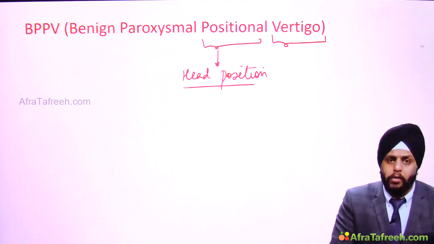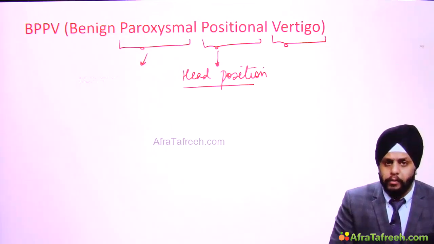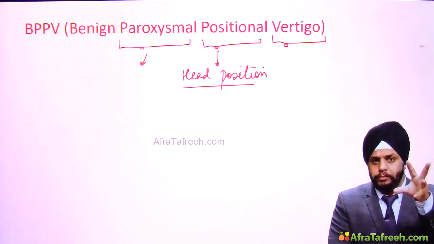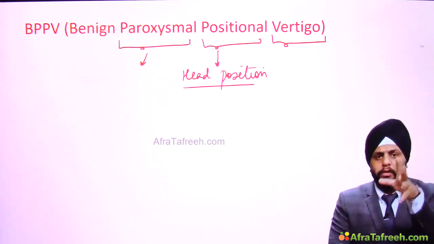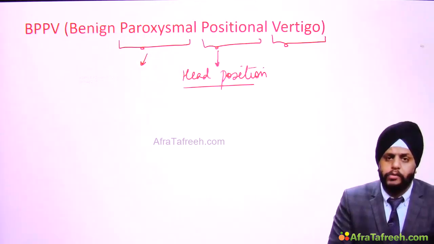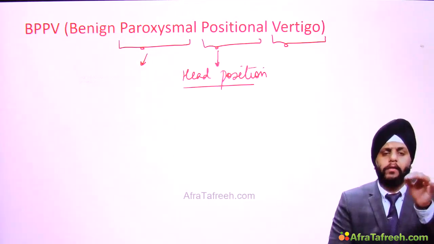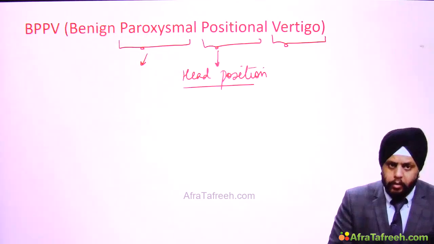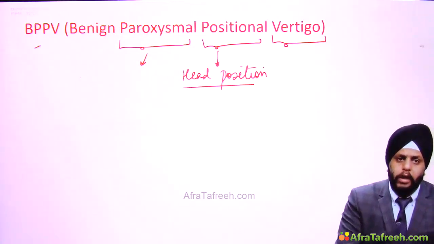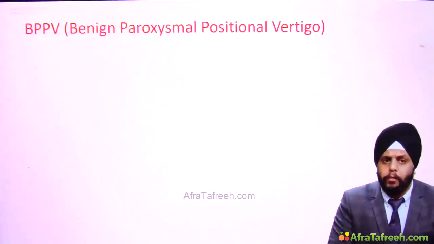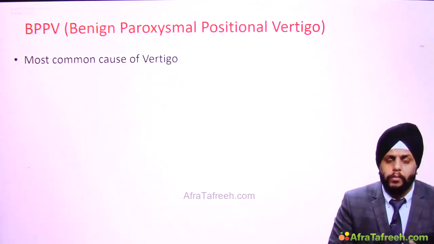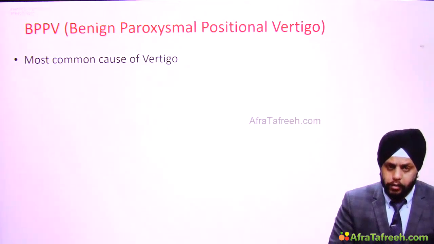Now this vertigo comes in paroxysms. Paroxysm means sudden burst. As soon as there is a change in position, within a few seconds there will be a paroxysm, a burst of this vertigo, and then it will go away after some time. So this condition is known as BPPV, benign paroxysmal positional vertigo. Now remember, this is the most common cause of vertigo.